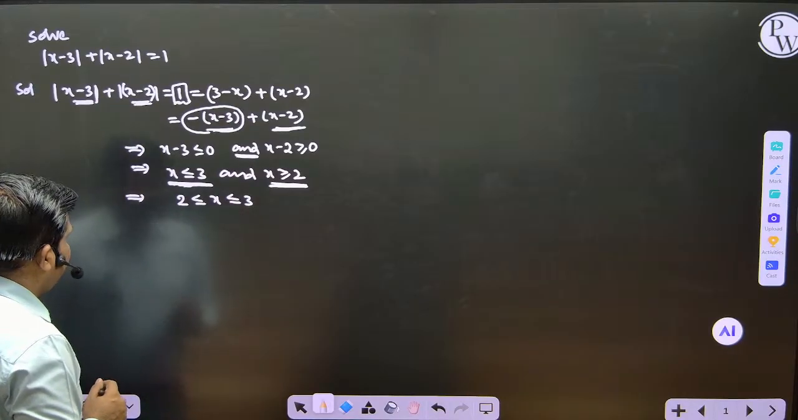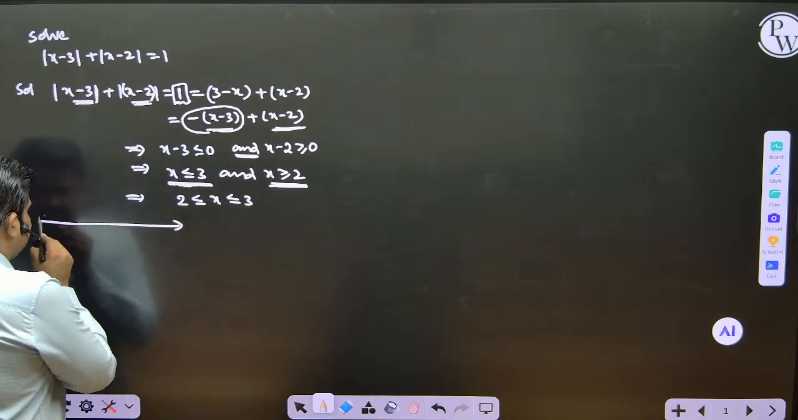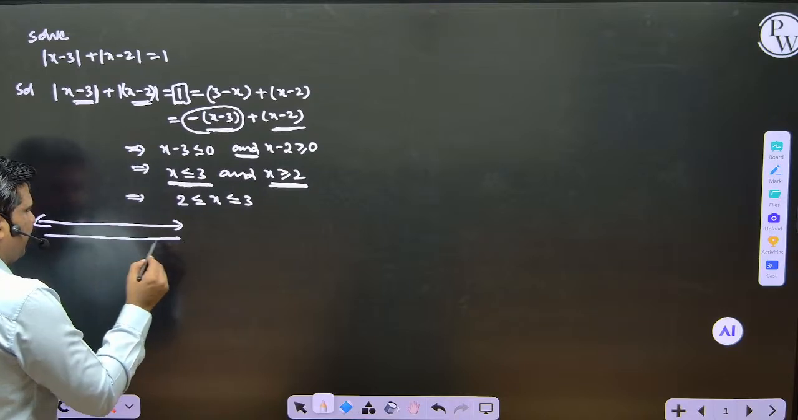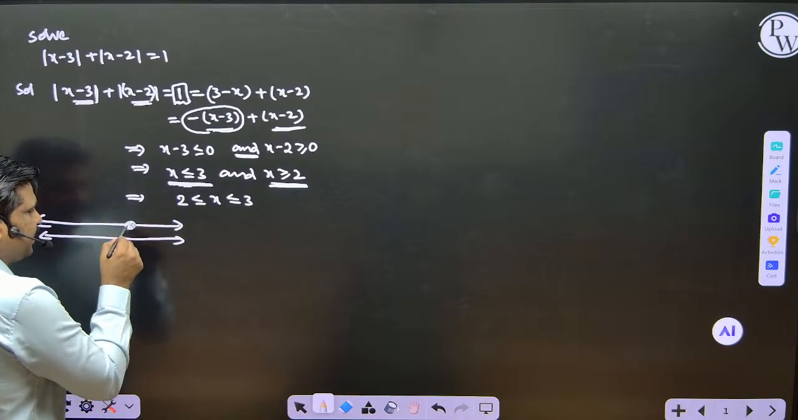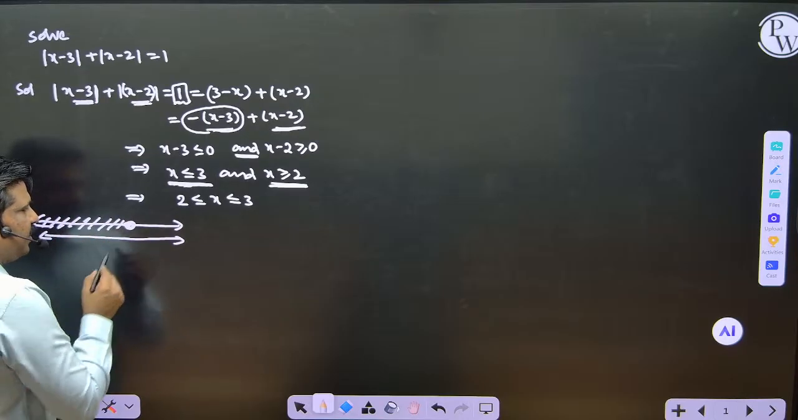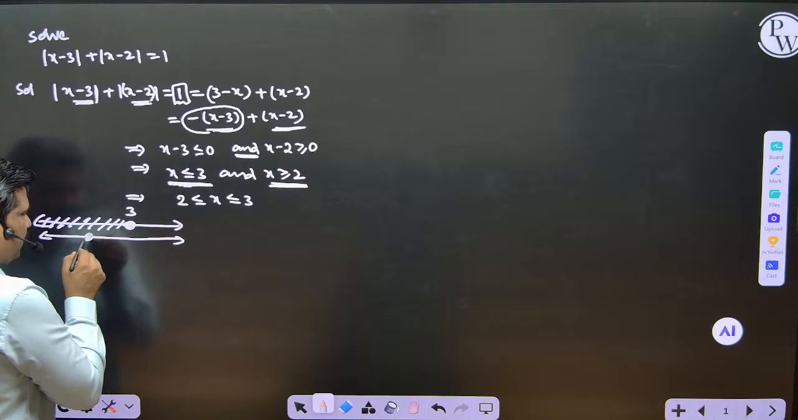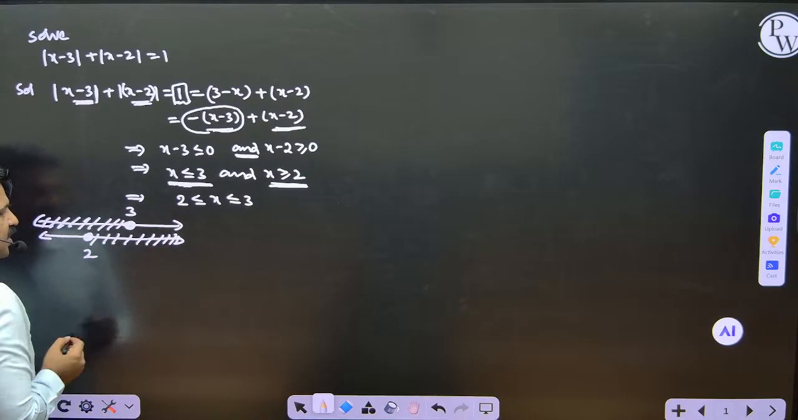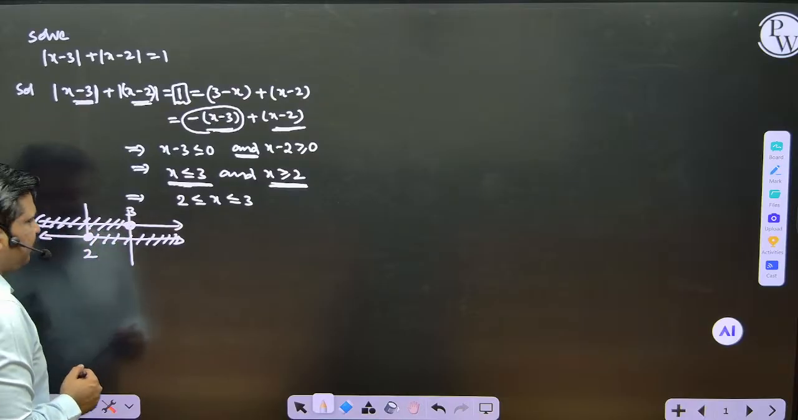If we draw the number line like this, take 2 lines. One is what? X less than or equal to 3. This is 3. X less than or equal to 3 means this part only. This is 3. This is 2. But x greater than or equal to 2 means which part? This part only. Then what is your commonality here? 2 to 3 is your commonality only.